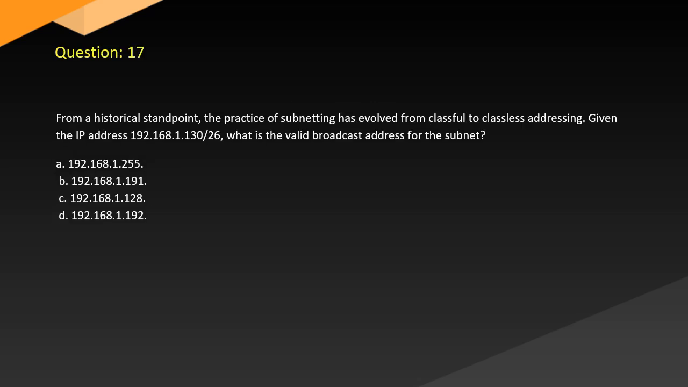Question 17. From a historical standpoint, the practice of subnetting has evolved from classful to classless addressing. Given the IP address 192.168.1.130/26, what is the valid broadcast address for the subnet? A. 192.168.1.255. B. 192.168.1.191. C. 192.168.1.128. D. 192.168.1.192.